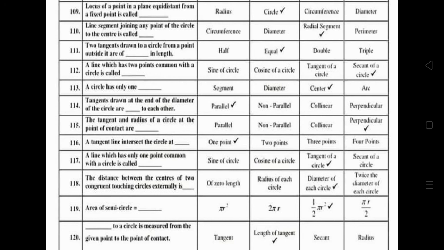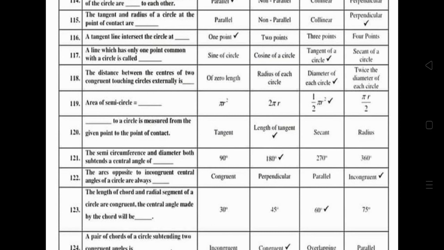The distance between the centers of two congruent touching circles externally is diameter of each circle. Area of semicircle is equal to 1 over 2 pi r square. Length of tangent to a circle is measured from the given point to the point of contact. The semi-circumference and diameter both subtend a central angle of 180 degree.